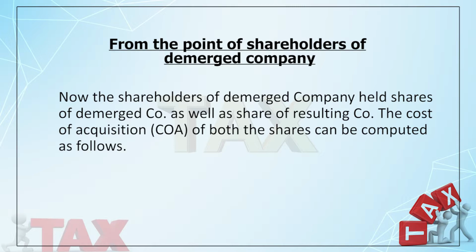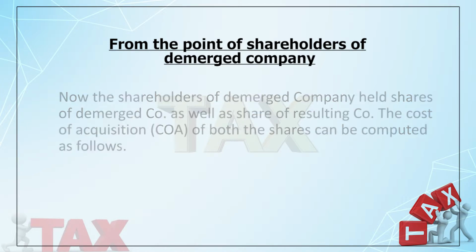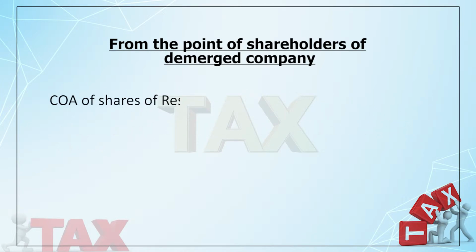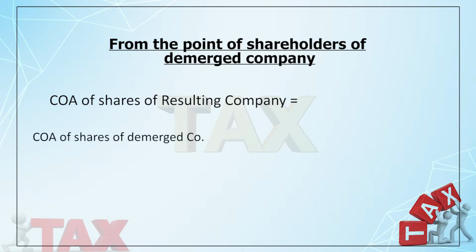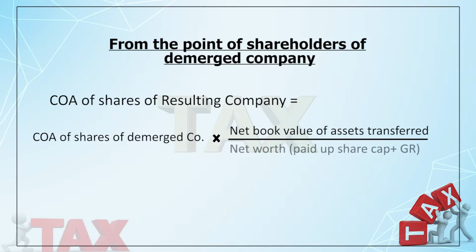They have given a very specific formula. It's given in 49(2)(c), 49(2)(d). Sections are not that important, but you should know the provisions. You must segregate the cost of acquisition between the shares of A Limited and B Limited. How to do that? First, you compute the cost of acquisition of the shares of the resulting company. The formula is cost of acquisition of the shares of the demerged company multiplied by net book value of assets transferred divided by net worth.